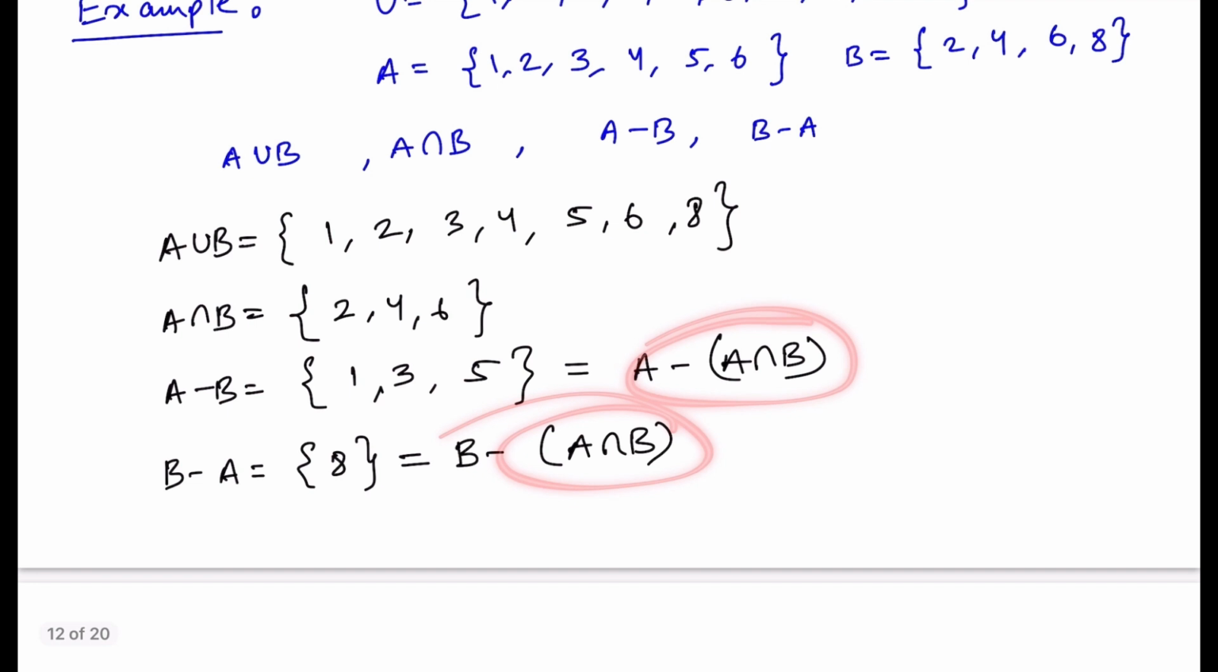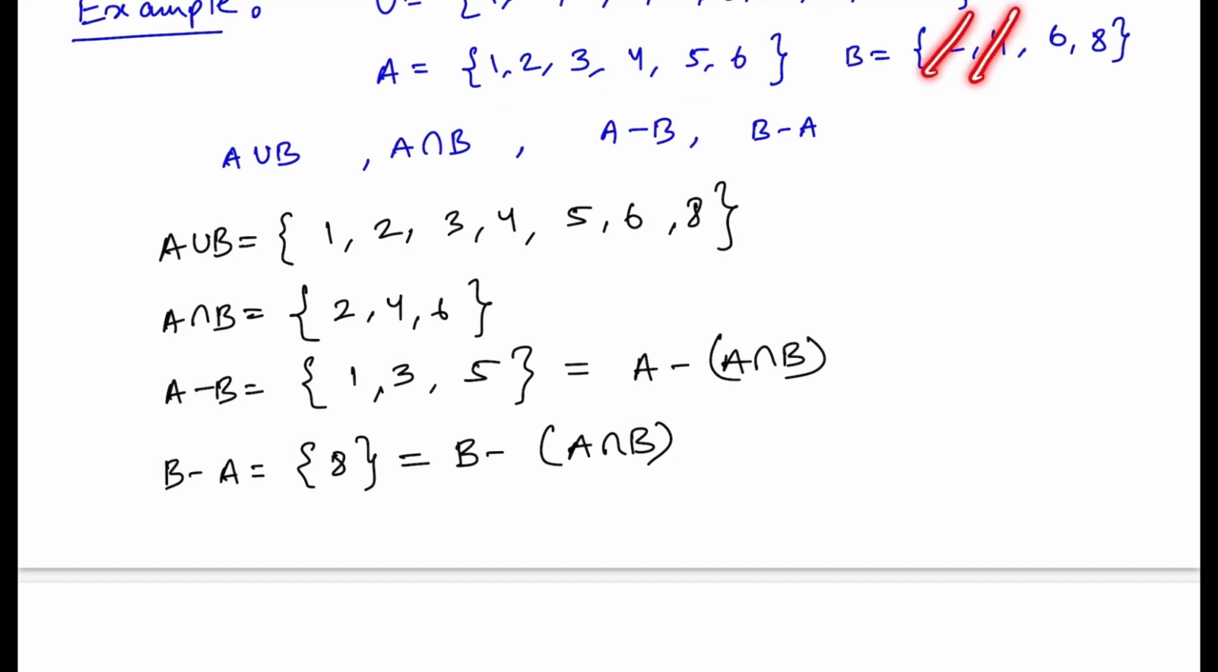So how to write A minus B? From A, remove the common elements. These are the common elements, so 1, 3, 5 will be A minus B. For B minus A, remove the common elements, so the remaining is 8. This is how you can write A minus B and B minus A.